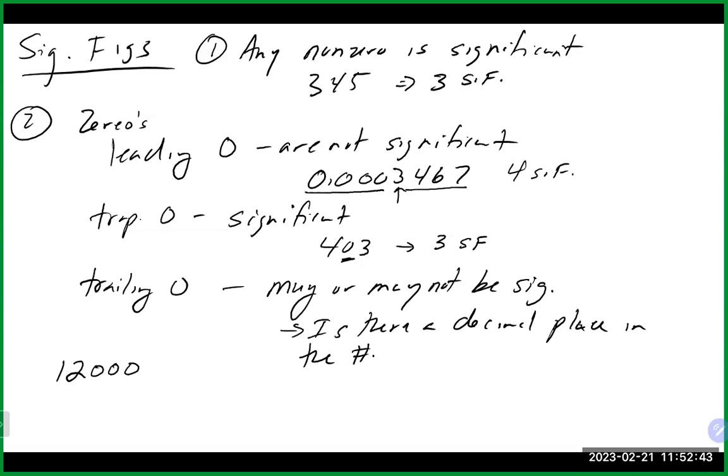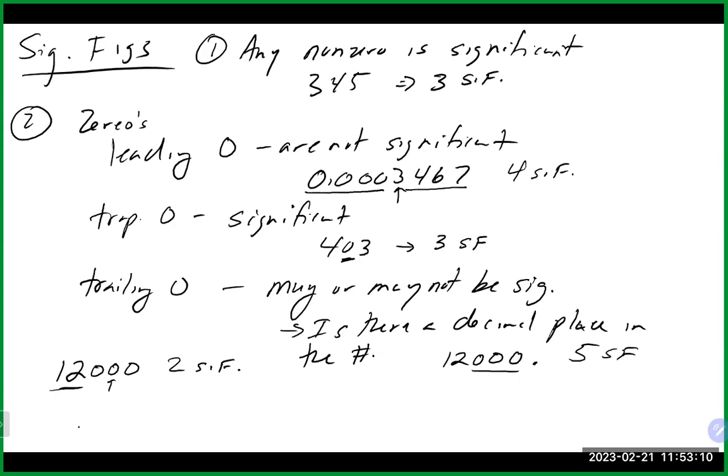12,000 like that, it has how many significant figures? It has just 2, as there is no decimal place written. So these zeros at the end are not significant. And if I wrote 12,000 with a decimal, it would have 5 significant figures, as that decimal will now make all those zeros at the end significant.